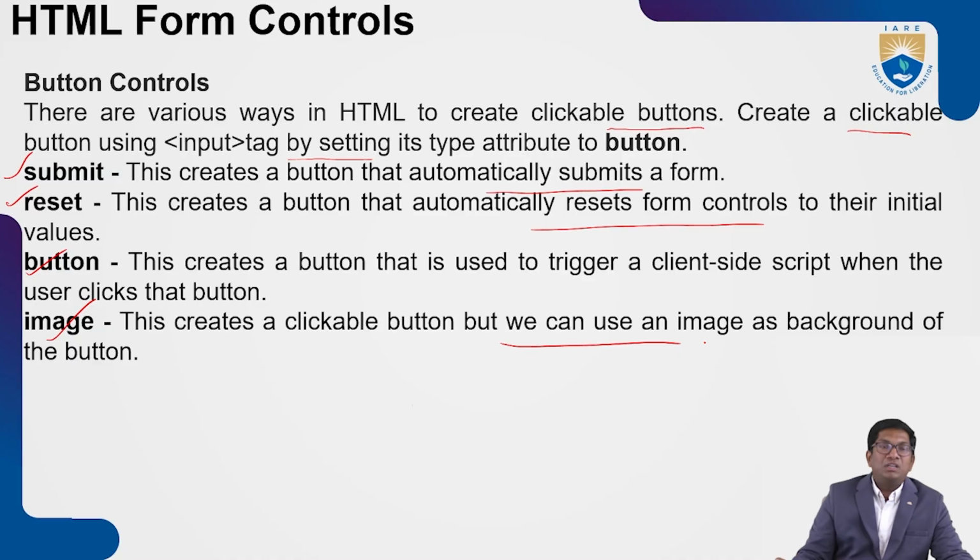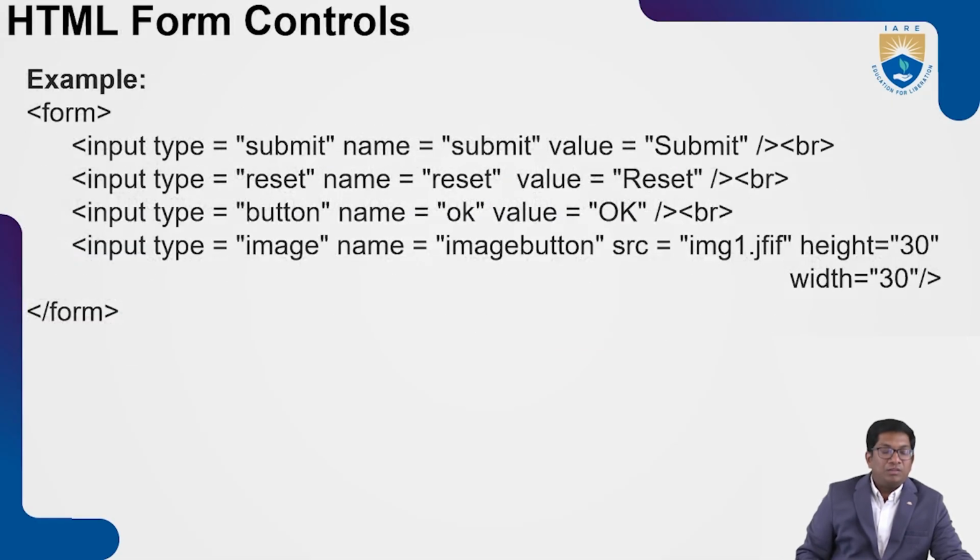Right, so we have different button controls here: the submit button, reset button, clear, the customize button, or image button. We'll see in detail. Here is a simple example: the type you have to specify is submit, name is submit, and value is equal to submit. When you click the submit button, it will send all the input fields to that action page. Next, reset clears the form.